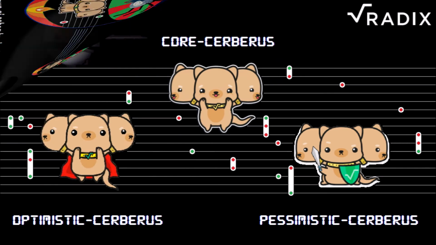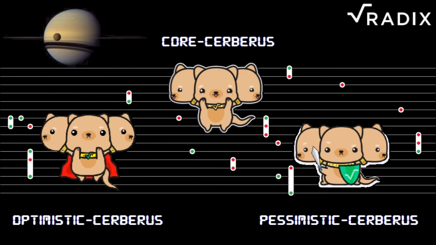To provide multi-shard transaction processing with high throughput in practical environments with a large number of shards, including permissionless networks, Radix uses variants of the original Cerberus concept. They are Core Cerberus, Optimistic Cerberus and Pessimistic Cerberus.